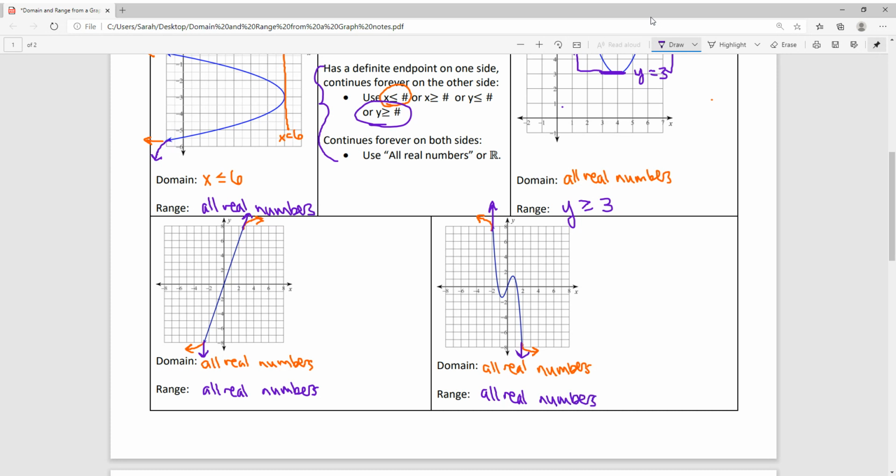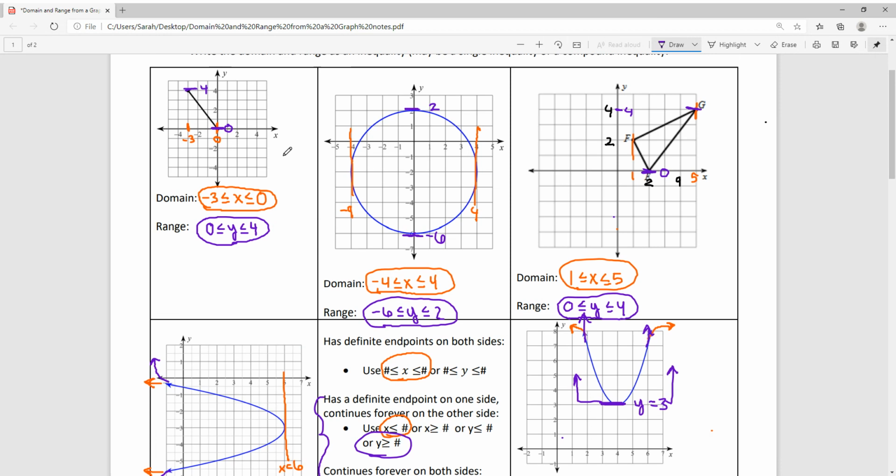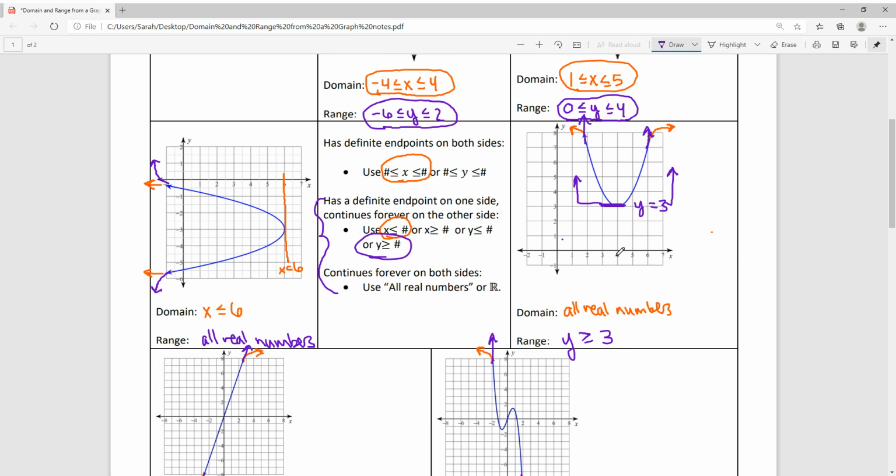So let's kind of retrace our steps here, finish things out. If you have definite endpoints, then your domain and range are going to be these inequalities with your x or y as a sandwich in the middle. Smallest x or y values on this side, largest x or y values on this side. If you have a graph that points forever in one or both directions, that's where we include all real numbers. If you have a definite starting or stopping point to your x's or y's, that's when we involve things like x is less than or equal to 6 or y is greater than or equal to 3.